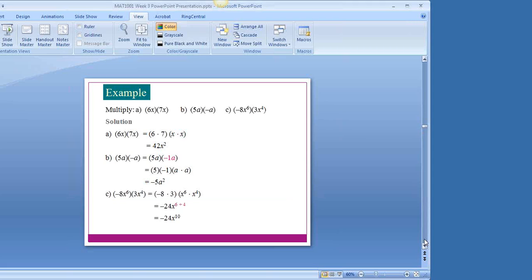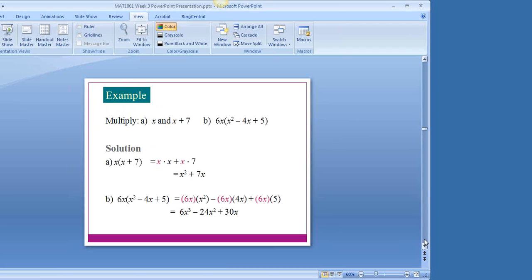This is a review of what we learned in week 1, when we talked about how when you multiply with the same base, you add the exponents. That's what we're doing here. So for example A, you've got 42x to the second because we just added the two exponents, the 1 and 1. So these are going to look very similar. Remember, this whole presentation is in doc sharing.